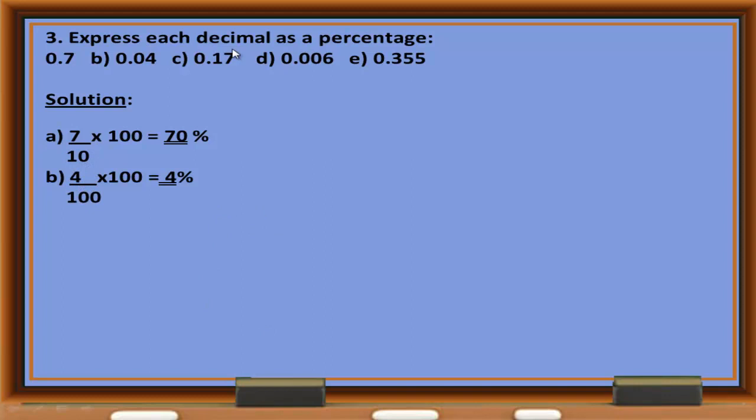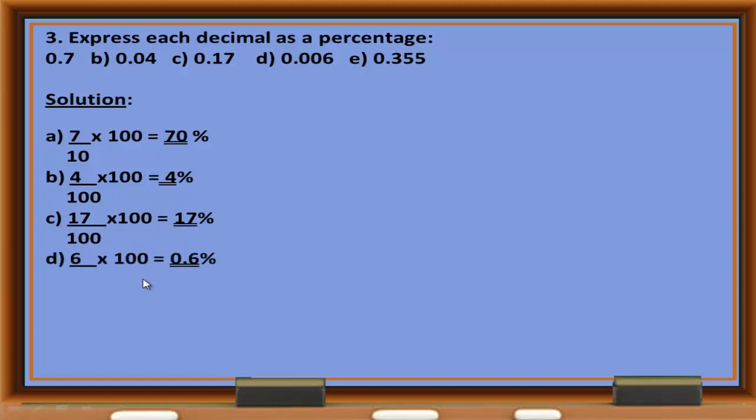Since we have two digits here, we divide it by 100, which has two zeros. Then the answer will be 4%. C. 17 over 100 times 100. We divide it by 100 since we have two digits after the decimal, 1, 2.